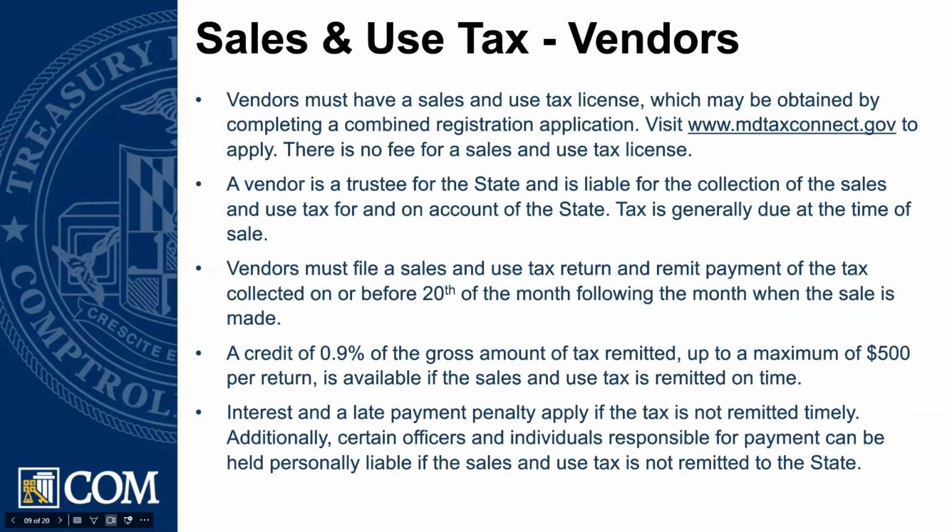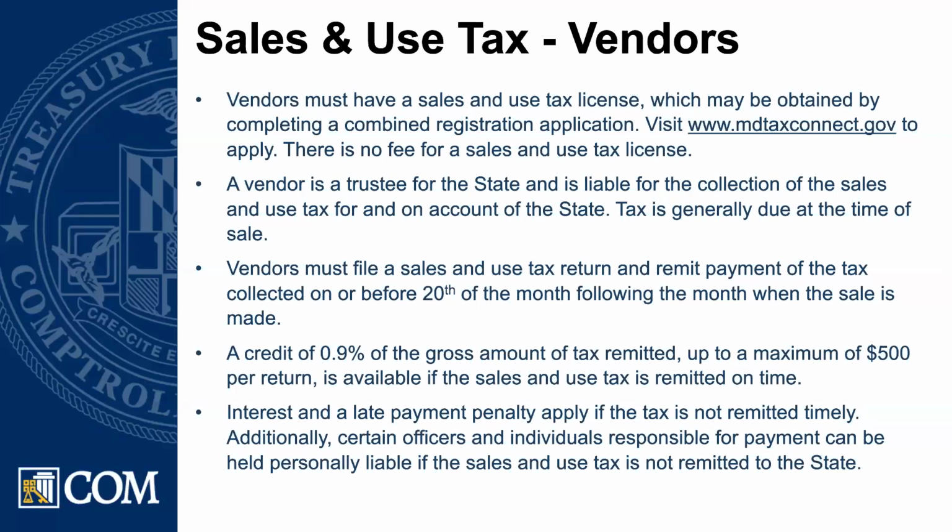More on vendors. Vendors must have a sales and use tax license, which may be obtained by completing a combined registration application, also known as a CRA. You can do that by visiting marylandtaxconnect.gov. There is no fee for a sales and use tax license. A vendor is a trustee for the state and is liable for the collection of the sales and use tax for and on account of the state. Taxes are generally due at the time of sale.